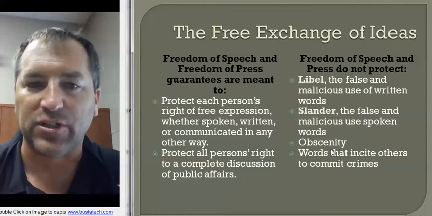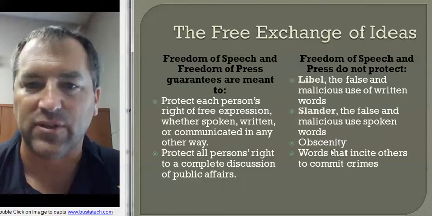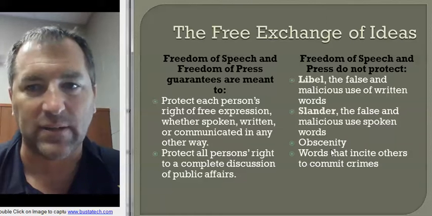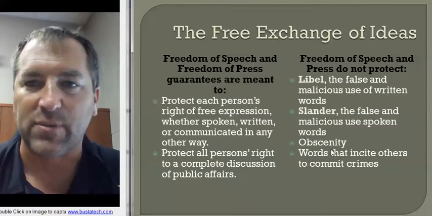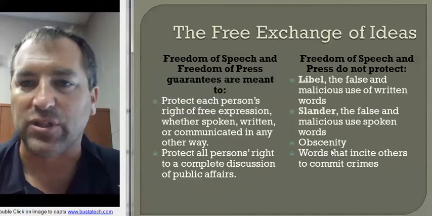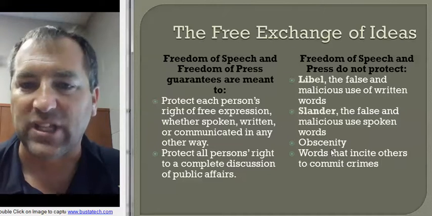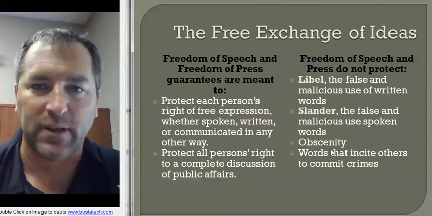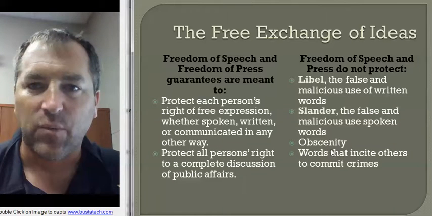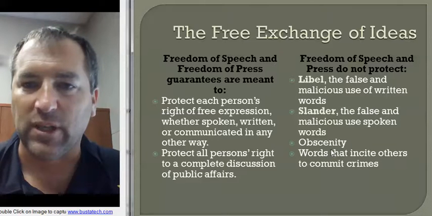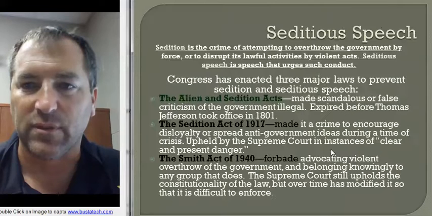Freedom of speech is also protected, symbolic speech as well as verbal and written speech. Now again, it's not without limit. You can't print false and damaging things about people or vicious lies, so you could be sued for libel or slander. Also, there are obscenity laws in many municipalities where you can't use obscene language.